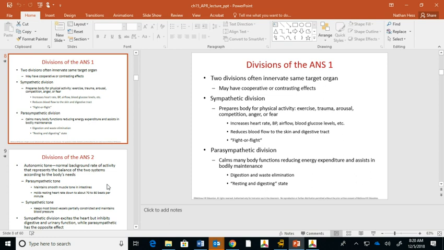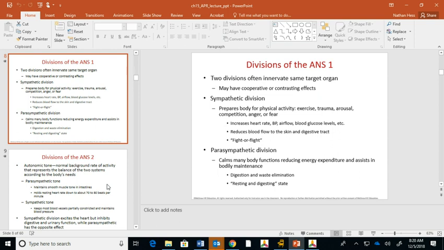Parasympathetic, just the opposite. Okay? This is the calming of body functions. So I'm reducing the amount of energy expenditure. Okay? The muscles are not as tense and as fired up. Things are relaxed. And then at the same time, I'm increasing the bodily maintenance kind of stuff, the digestion and waste elimination. So it's all the stuff that you need to do to stay alive, right? But not to run away or fight.